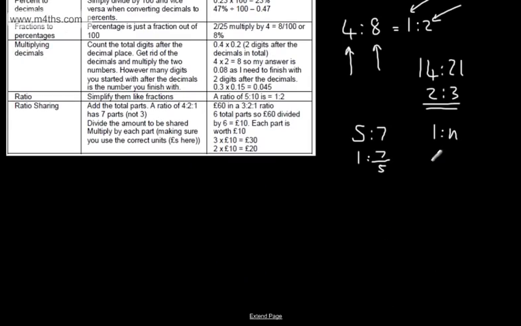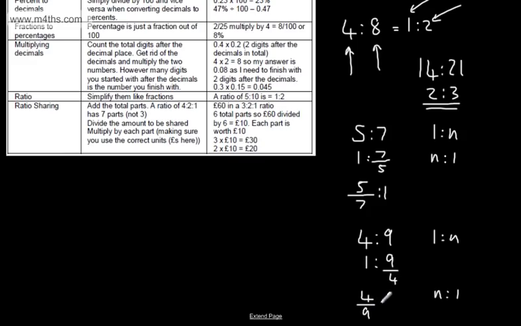If we wanted it the other way round, an n to 1 ratio, it would be 5 over 7 to 1. So all we're doing is writing it for one part. You get now 5 sevenths to 1. And that's a way we could do it n to 1. Let's just do one more. Let's do a 4 to 9 ratio, and we'll do this as a 1 to n ratio. So we want this number to be 1, so we divide that by 4, which means I need to divide that by 4. If we wanted it the other way around, n to 1, we want the 9 to become a 1, so we'd have 4 divided by 9 to 1. So they're 1 to n and n to 1 ratios.